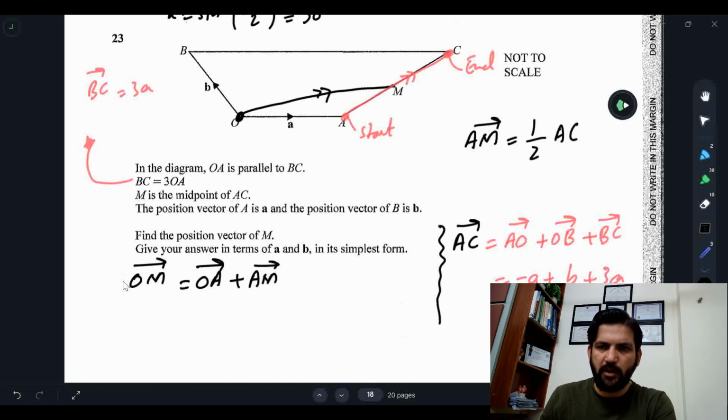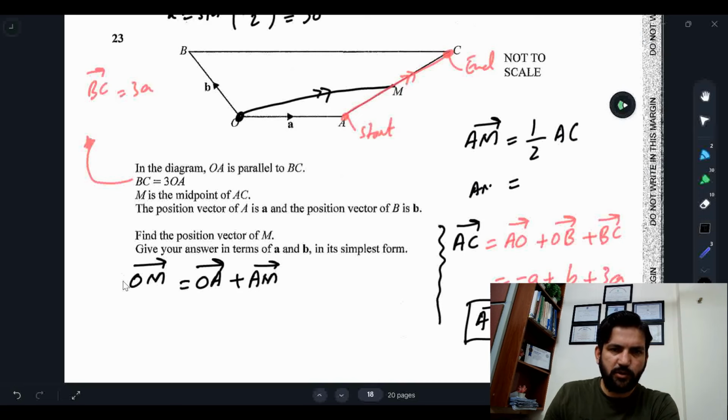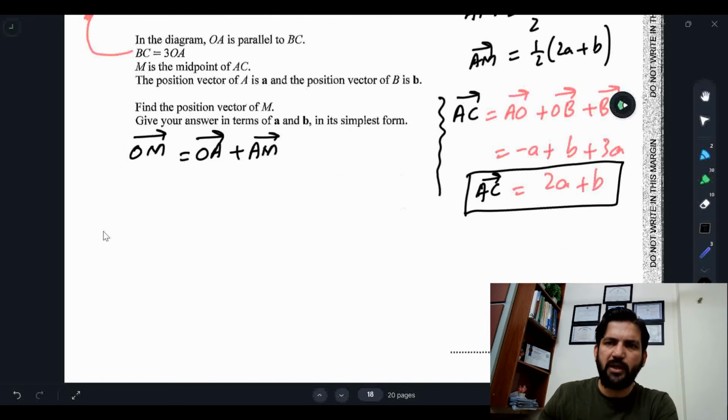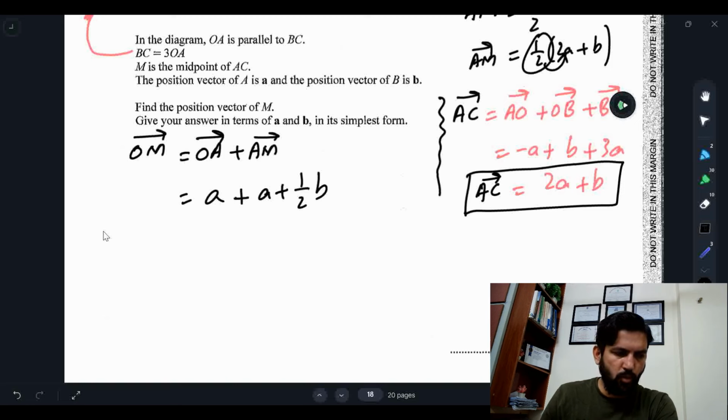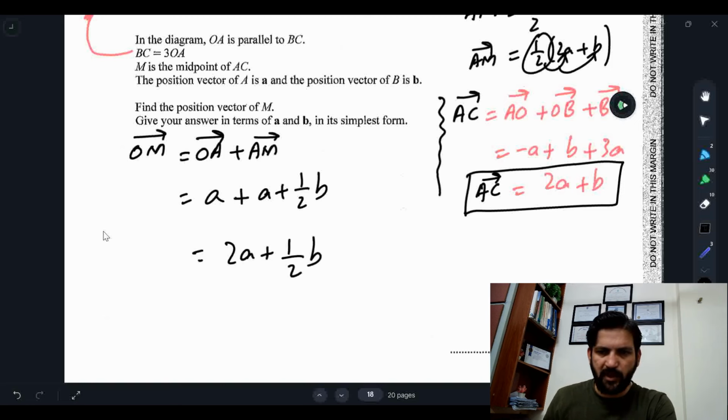Now just put it over here. So AM will be equal to half of 2A plus B. Now just put this one over here. So OA is small a plus this should be A plus 1 by 2 B, because if you multiply 1 by 2 with this, it will be equal to A. If you multiply 1 by 2 with B, this will be equal to this. So 2A plus 1 by 2 B will be the final answer. I hope that the concept is clear. You need to write your final answer over here.